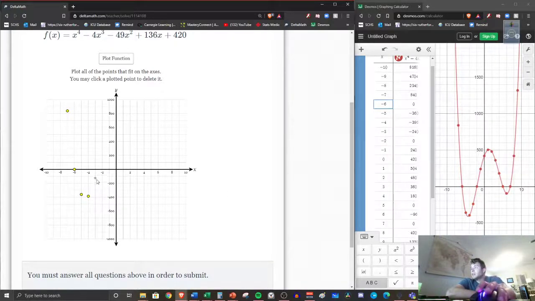-3, -240. -2, 0. Good. -1, 240, so about right here. And all this is approximation. You won't get the answer wrong if you do it like this, so don't worry about that, but just get it pretty close. 0, 420 is the y-intercept. 1, 504, so about right here. 2, 480. Boom. 3, 360.